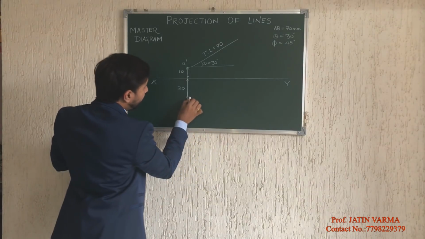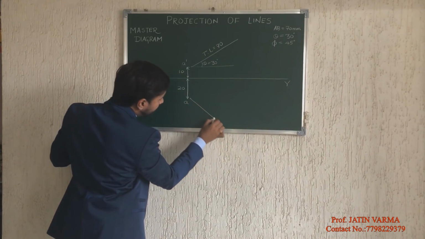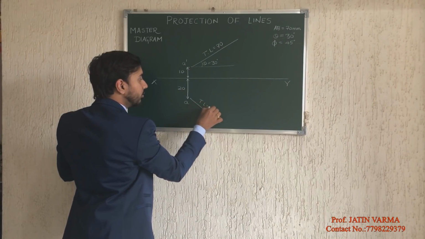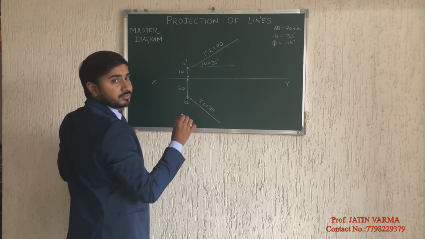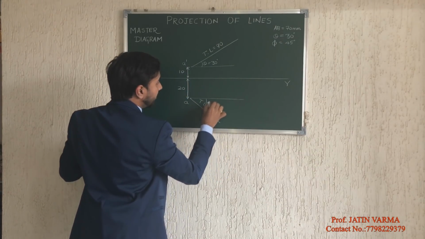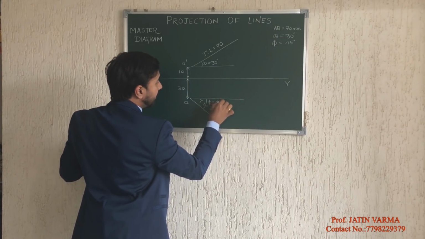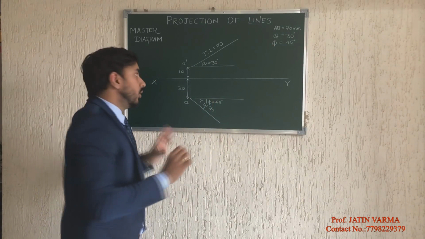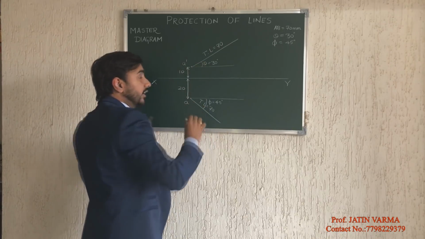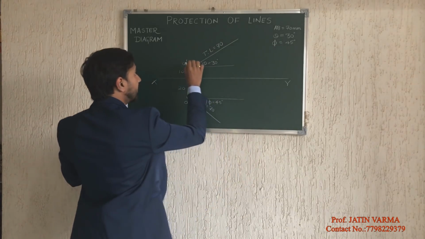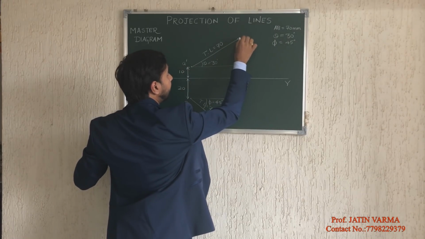Now, when I am talking about the top view, again the true length will remain the same. The true length will be 70 only. And this inclination will be 45 degrees because it is mentioned over here. Now, I have to name this point. Understand, the front view of the true length will always be A dash, and this point will be B1 dash.